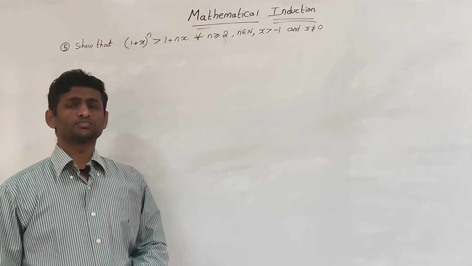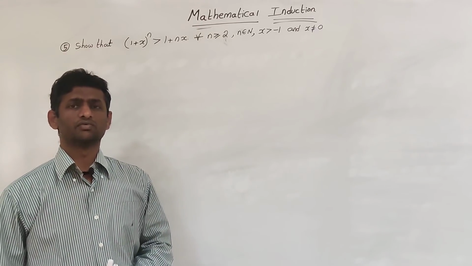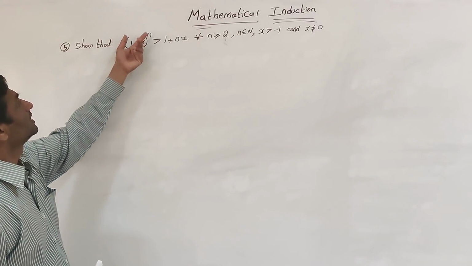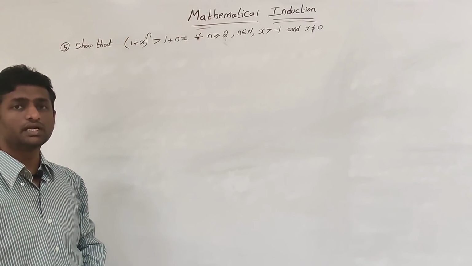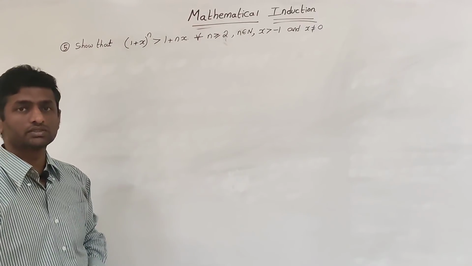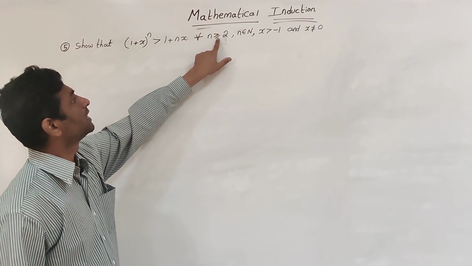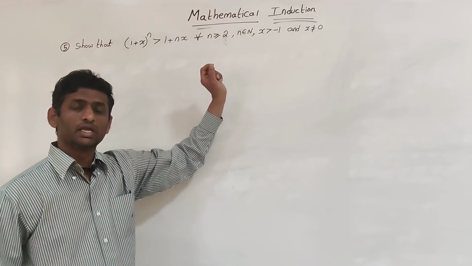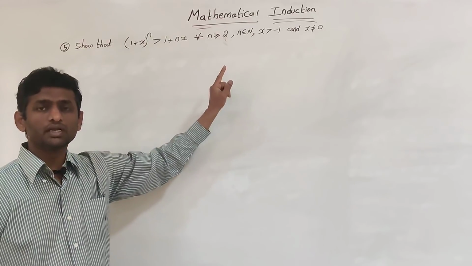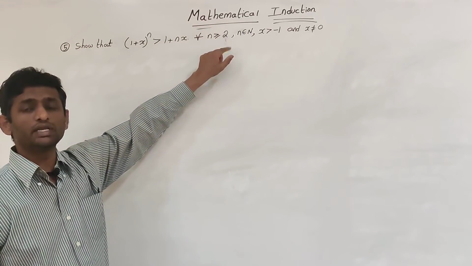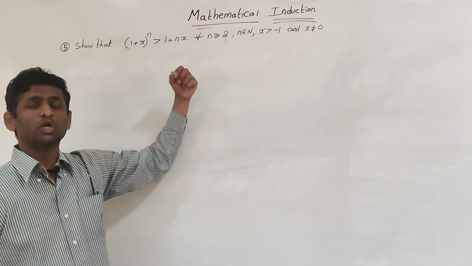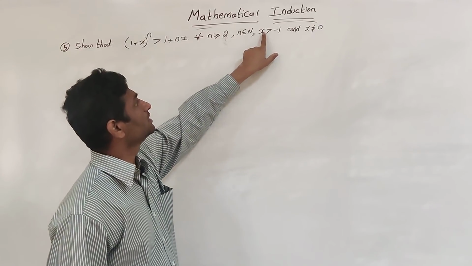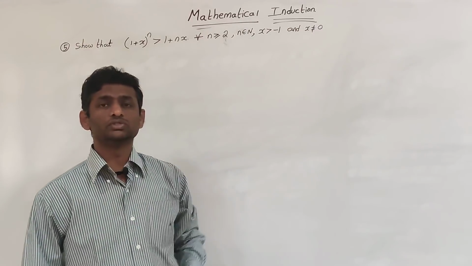So the next problem is quite different from the earlier condition. Show that 1 plus x whole to the power of n is greater than 1 plus nx, for all n greater than or equal to 2 and n belongs to natural numbers. Means n is a natural number, but it should be greater than or equal to 2, so it should start with 2, 3, 4, 5. And another condition is x is greater than minus 1 and x is not equal to 0.